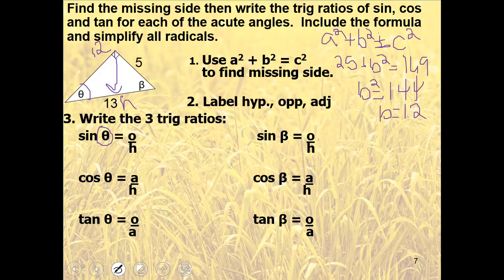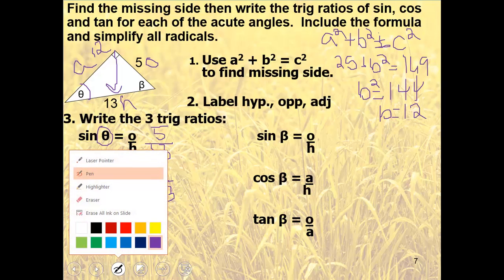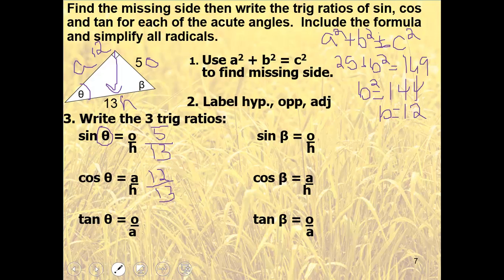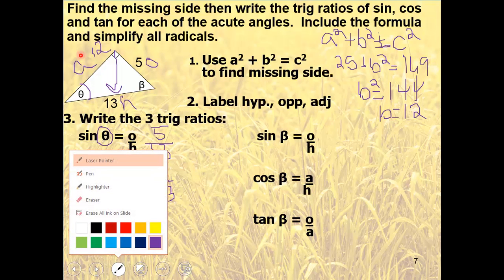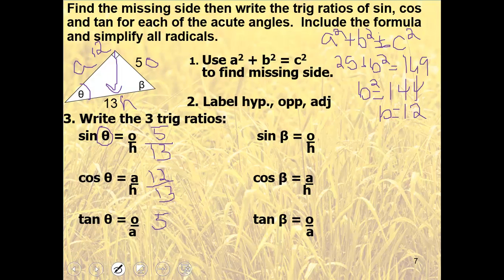Now I need to think in terms of opposite, adjacent, and hypotenuse. So for sine theta, 5 is my side opposite, and 12 is my side adjacent. So for theta, opposite over hypotenuse is 5 over 13. Cosine is going to be the adjacent over the hypotenuse, so that's 12 over 13. And then my tangent is going to be my opposite over my adjacent, so I'm going to get 5 over 12.